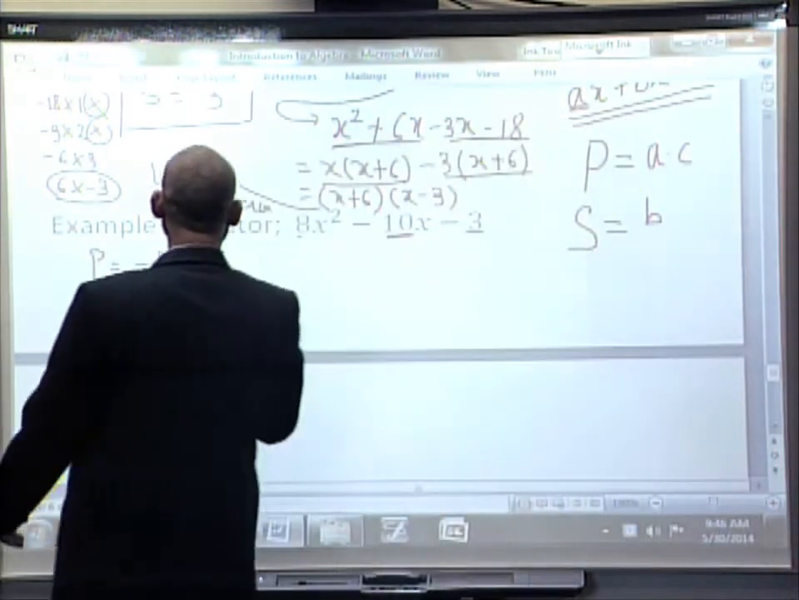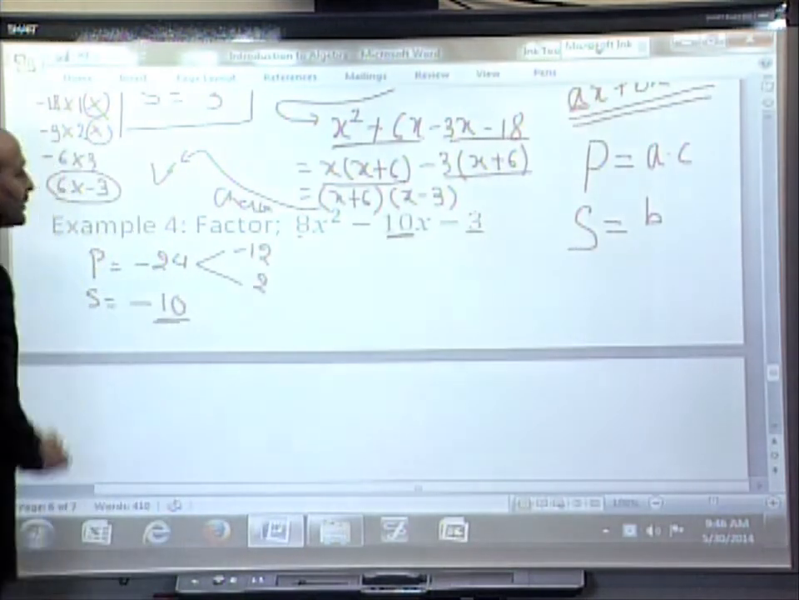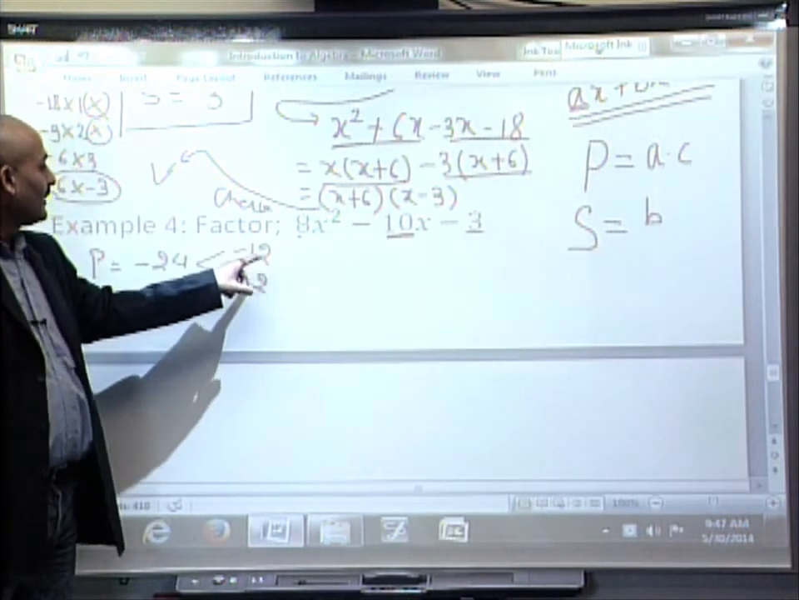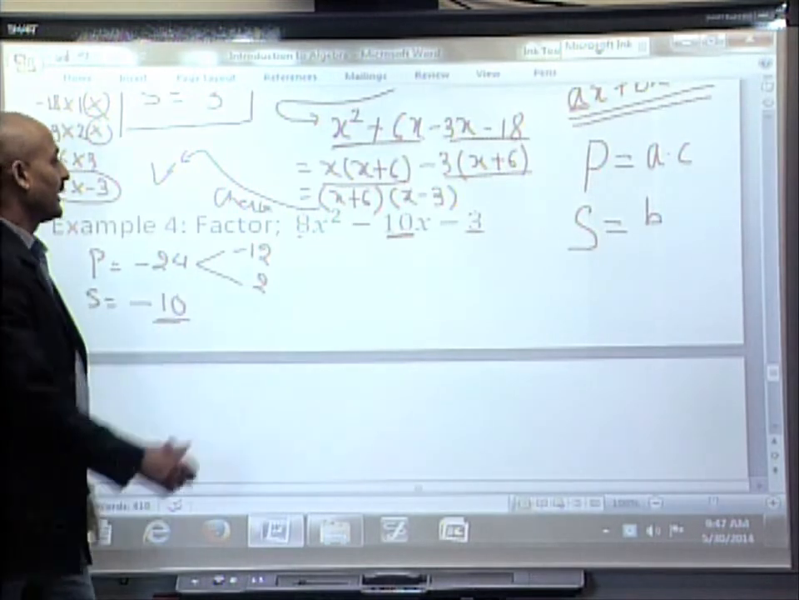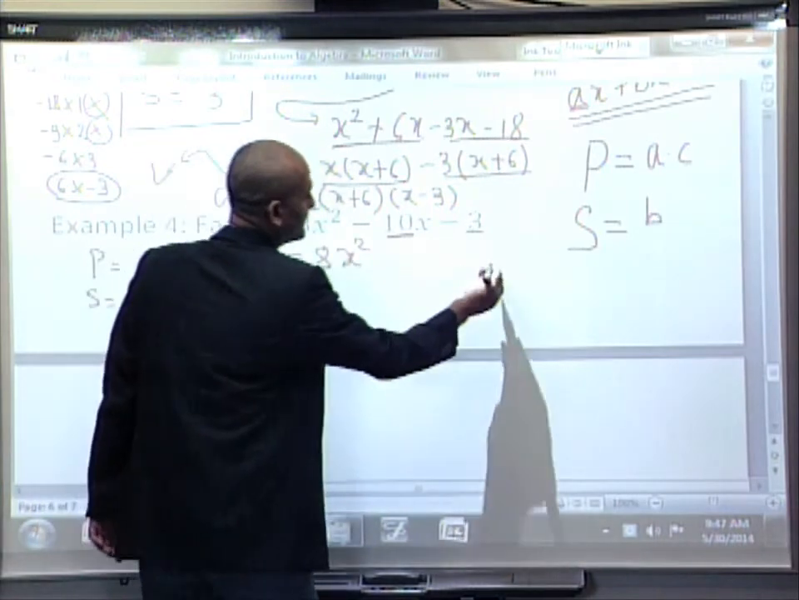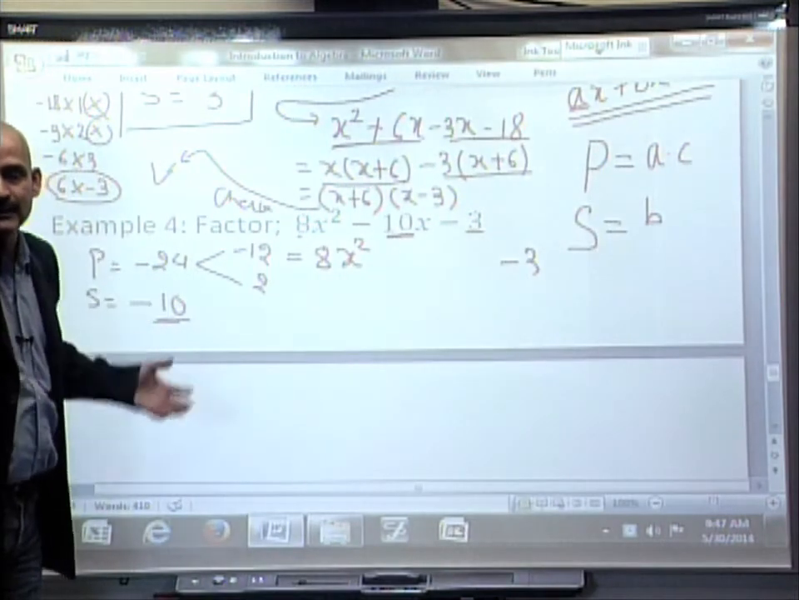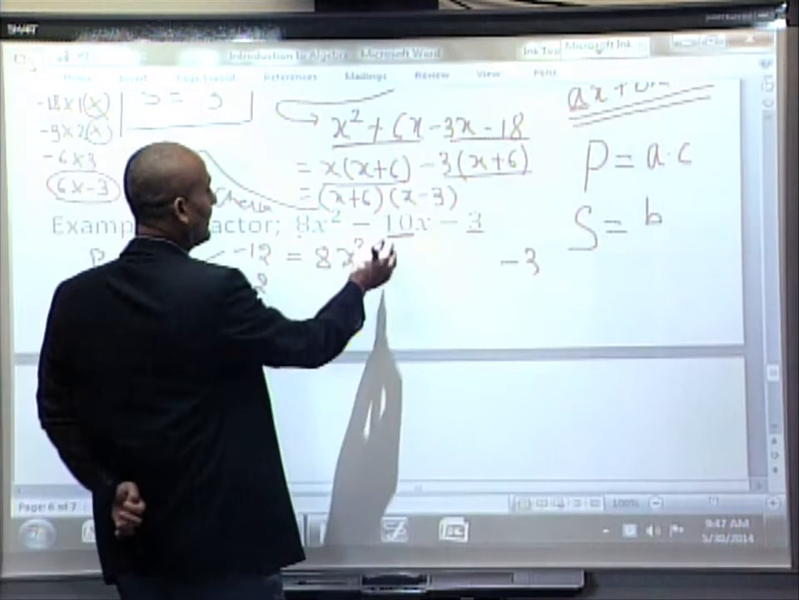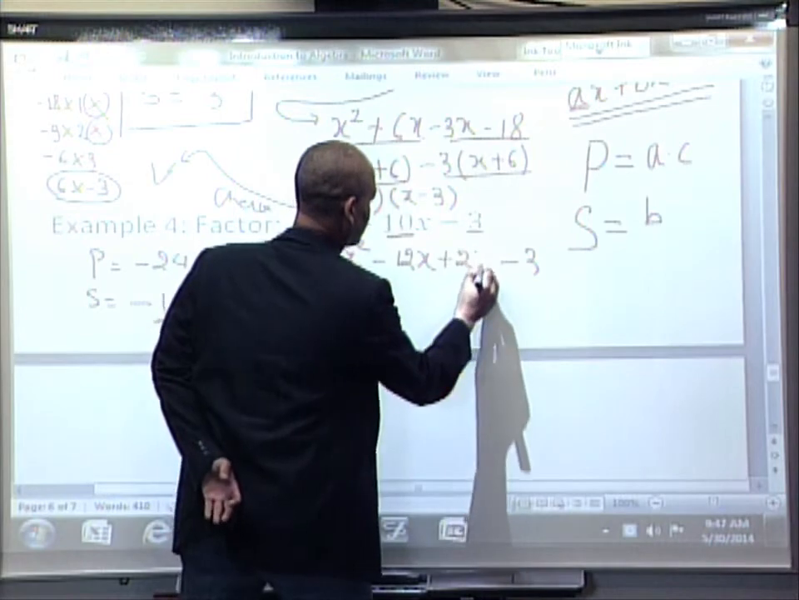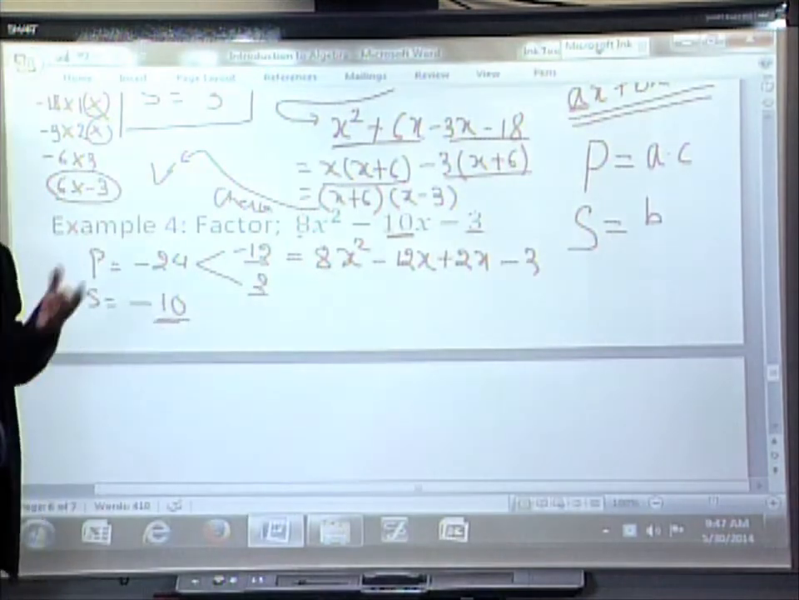So I will break this into negative 12 and positive 2 so that their sum will be equal to negative 10. As soon as I find these two numbers, negative 12 and 2, whose product is negative 24 and sum is negative 10, I will go back to my question and I will rearrange it. 8x square. See, the first and last quantity remains the same. You don't have to do anything with them. Minus 3 remains minus 3, 8x square remains 8x square. In the middle term, what you have to do is write down negative 12x plus 2x. Negative 12 plus 2 gives us negative 10.